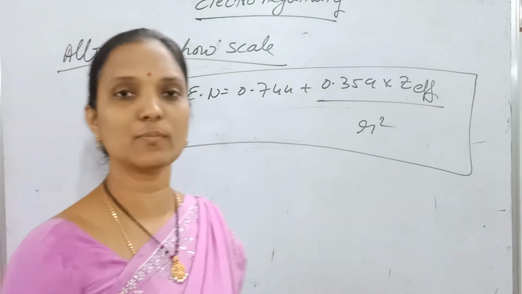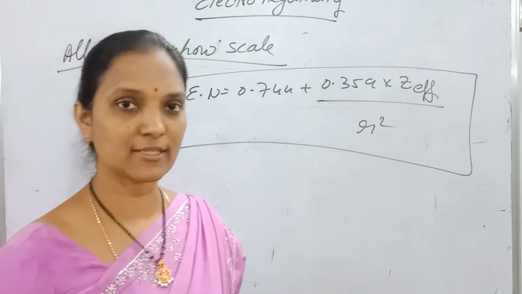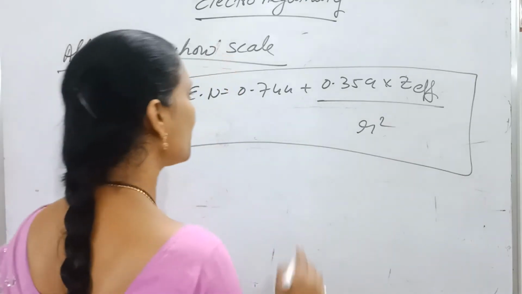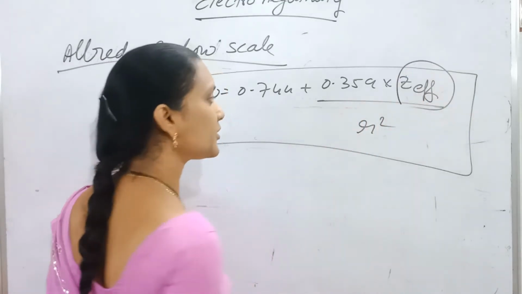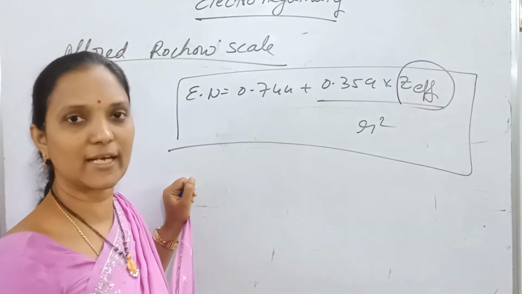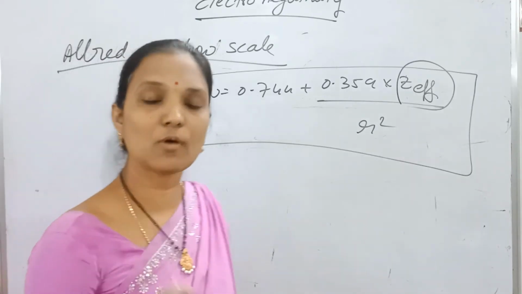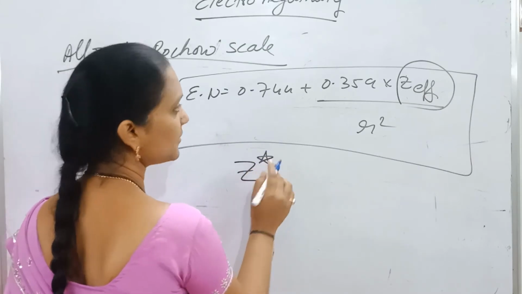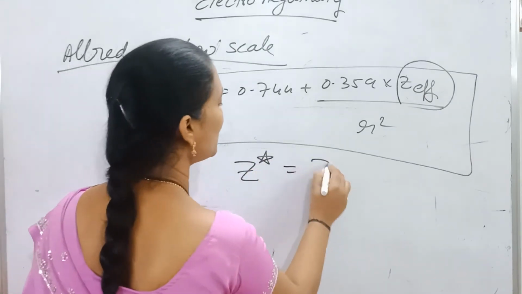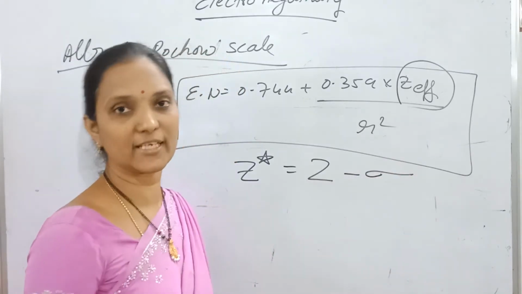0.744 plus 0.359 into effective nuclear charge by R square. So to find this electronegativity, first we should calculate effective nuclear charge. Anyhow they will give the radius, but we should find effective nuclear charge. So how to calculate this effective nuclear charge? Formula: Z star, nothing but effective nuclear charge, is equal to Z, atomic number, minus sigma. Sigma is the screening effect.